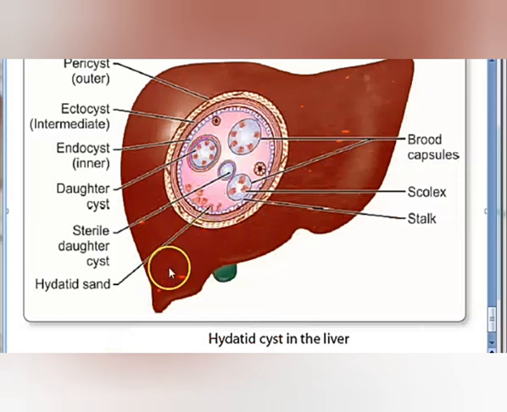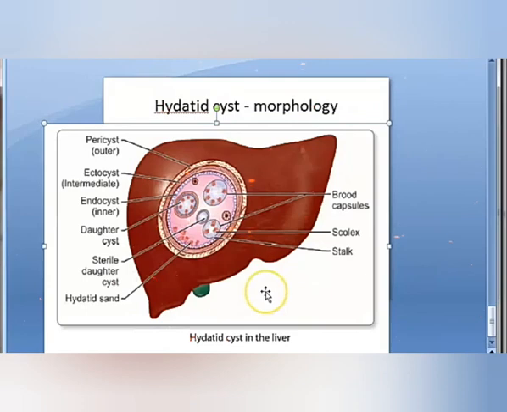Then you have hydatid fluid, guys. This entire thing, whatever you see here, all this is hydatid fluid. And then you have something called hydatid sand in the hydatid fluid. This much did you understand? This hydatid fluid itself is going to be extracted for Casoni's test. But here we are focusing on the hydatid cyst morphology. This is usually found in the liver. This endocyst is the germinal layer. This is the vital layer.